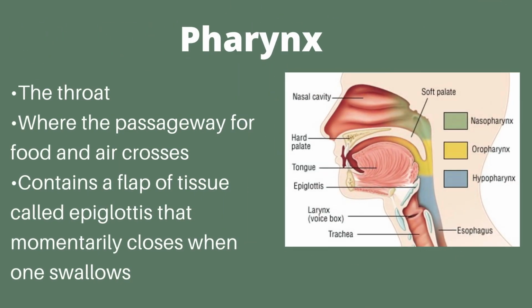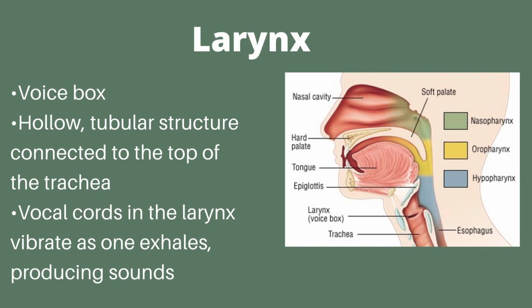The pharynx, or the throat, is a structure that functions in both respiration and digestion in the human body. It is located behind the nose and the mouth. It is where the food and air passageways cross, so a flap of tissue called epiglottis is needed to momentarily close when one swallows. The larynx, or the voice box, is a hollow, tubular structure connected to the top of the trachea. It serves 3 important functions in humans: breathing, producing sound, and preventing the passage of food and other foreign particles in the lower respiratory tract.